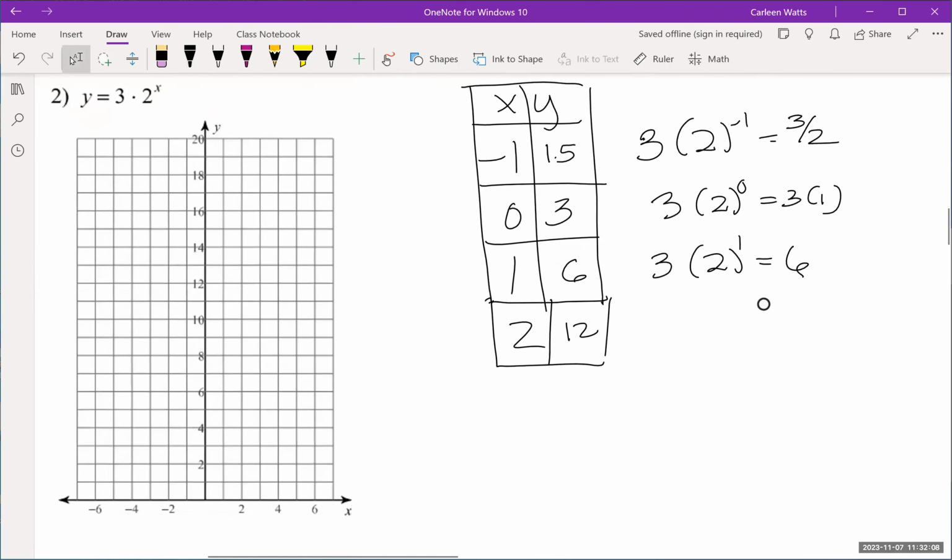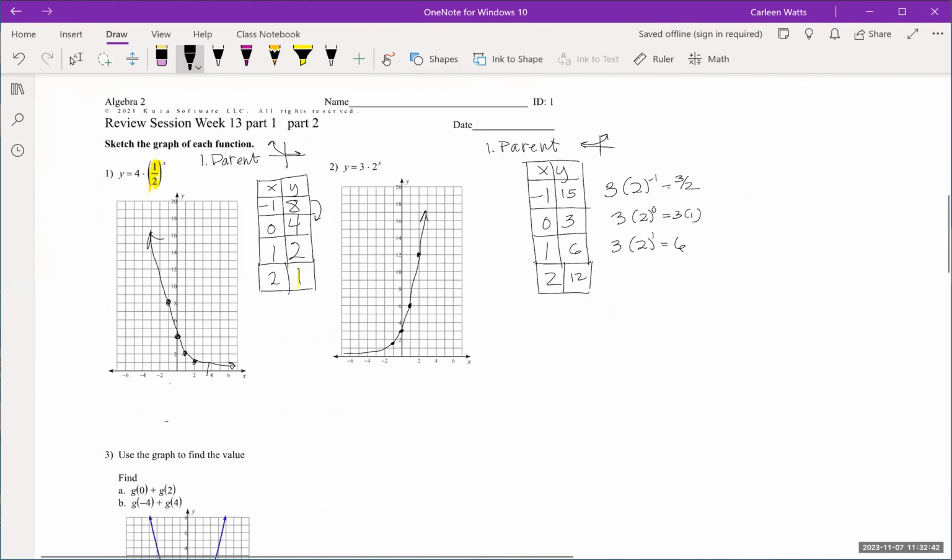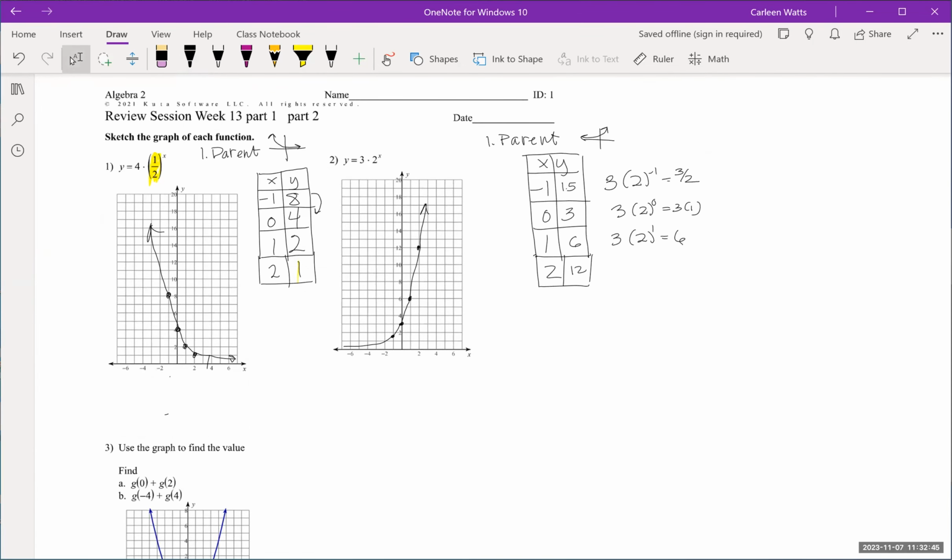Okay, so -1 is 1.5. 0 is 3. 1 is 6. 2 is 12. So with exponentials, sometimes it's nice to make a table of 4 values. Okay, any other requests? Or you're good on doing these on your own? Okay, number 8.